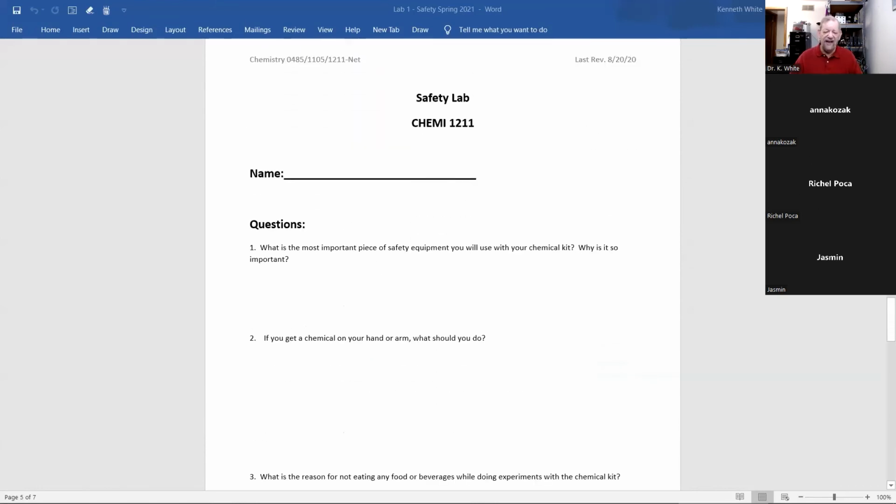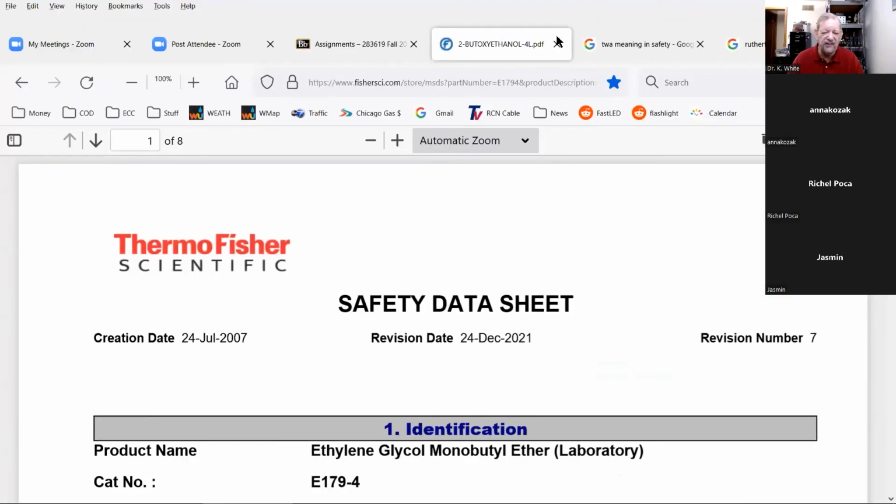Now, let's look at an MSDS sheet. Does everybody see the safety data sheet on your screen right now? Thank you, Rochelle. All right, this is one you can find on the internet. All you have to do is put in the name of a chemical and then MSDS in Google. It'll take you to sites with different material safety data sheets.